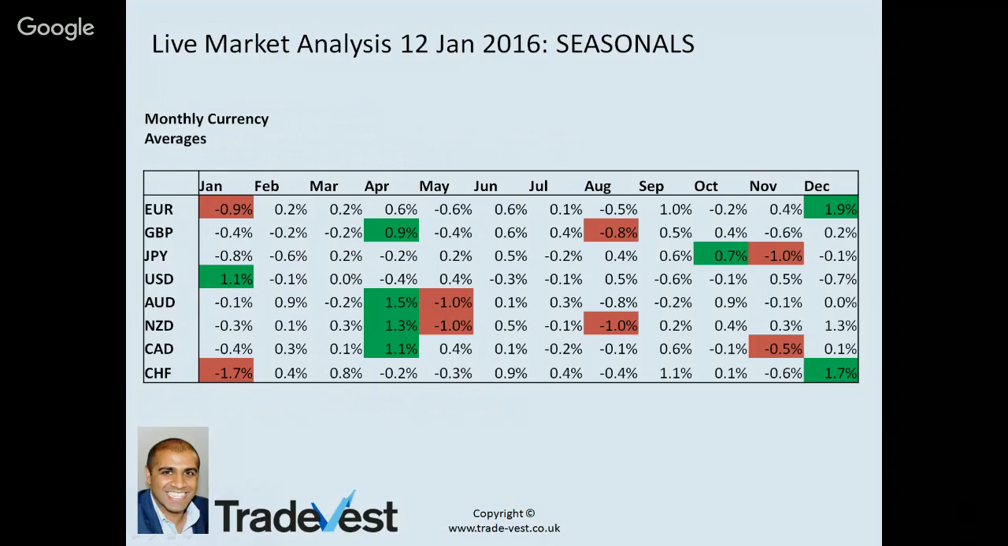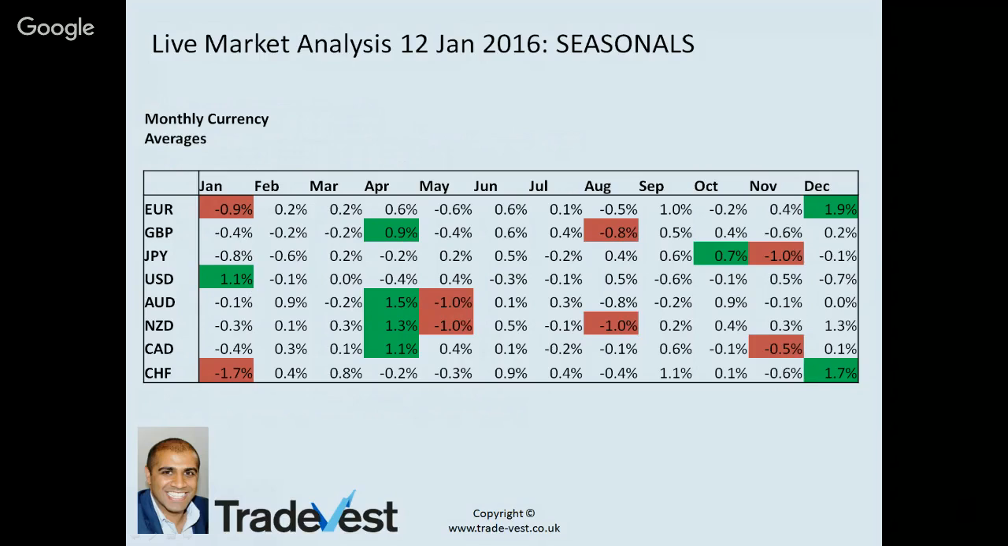So this is just the monthly currency averages for the futures market of the currencies for the past 20 years where the data was available. There's a bit of a general theme here. January is typically the worst month for the euro. We have significant declines in the euro on average, and this also tends to be the most bullish month for the US dollar. But considering what's been happening in the markets, the euro has been going sideways.